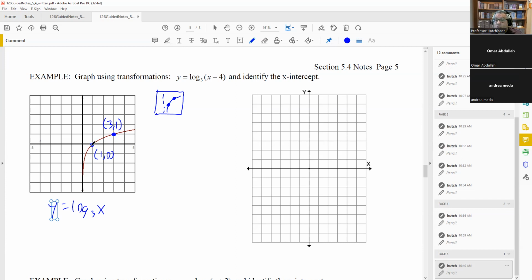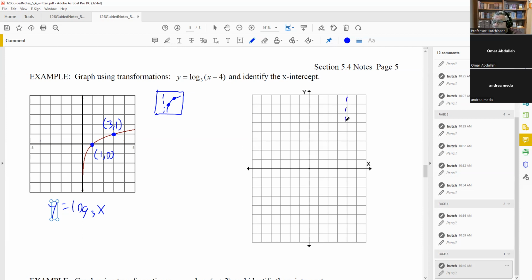So again, you always need 2 points. That's why I'm labeling them here, so we know what to do when we graph them in MyOpenMath. But let's do this one by hand. This one says -4. What that does is move everything over 4 places to the right. It always moves in the opposite direction of what you see inside the parentheses. So if it's a minus, you actually move it in the positive direction instead.